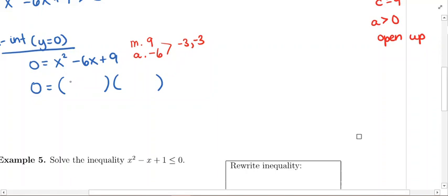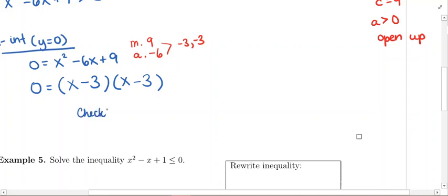We're going to have x's here, because remember they're going to multiply to give you the x squared, but then you just use these numbers. It's going to be x minus 3 times x minus 3. And if you are factoring, you should check yourself to make sure you did it right.